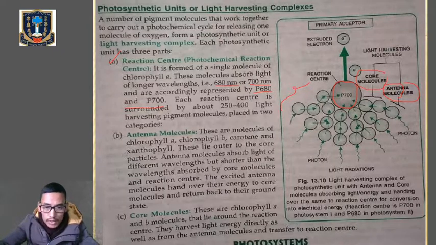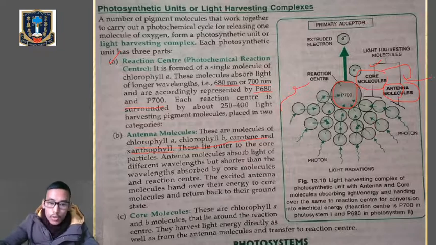Antenna molecules are the molecules of chlorophyll A, chlorophyll B, carotene and xanthophyll. So antenna molecules contain chlorophyll A, chlorophyll B, carotene and xanthophyll, and these lie outer to the core particle. You can see the core molecule here, and outer to the core molecule you can see the antenna molecules. Clear? And antenna molecules absorb light at different wavelengths but shorter than that of the core molecules.